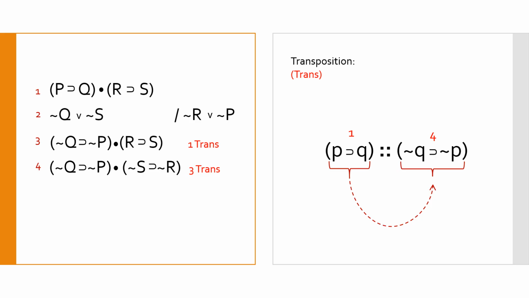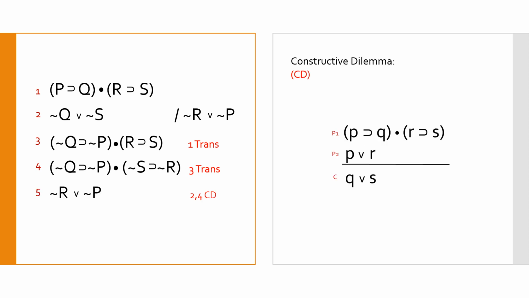And then we can put these together into a conjunction. And notice what that allows us to do. If we take the second premise here, not Q or not S, and then we look at the fourth line where both of our conditional statements are transposed, what we are allowed to do is deal with this as if it were a constructive dilemma.